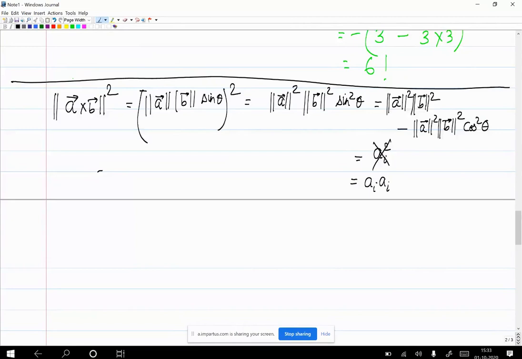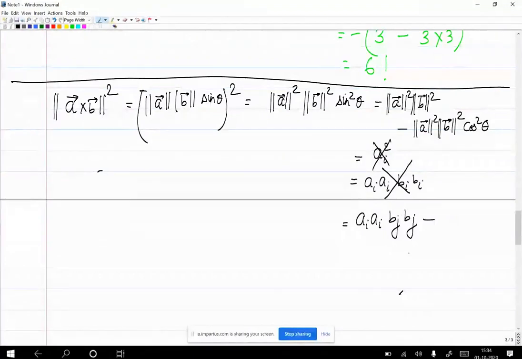Similarly, for magnitude of B square, what should you write? Someone else, can you tell me what I should write? B_i into B_i. But you see, I should also never write this because i is appearing 4 times now. B_j into B_j, exactly. So I could write this as A_i A_i B_j B_j minus.